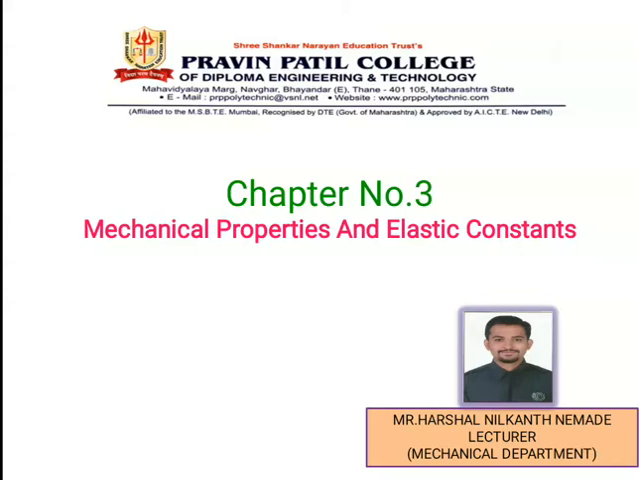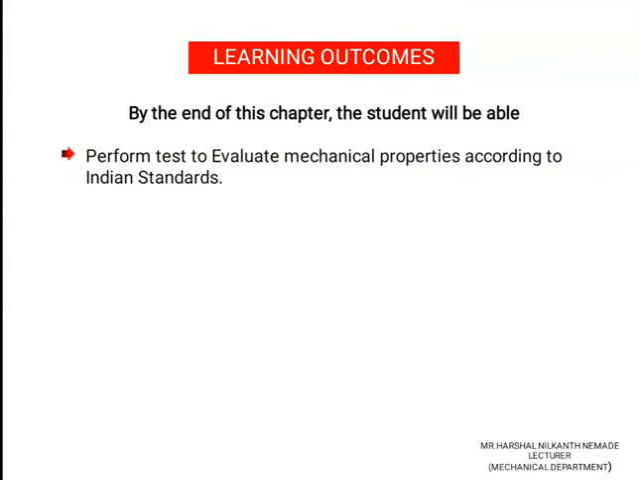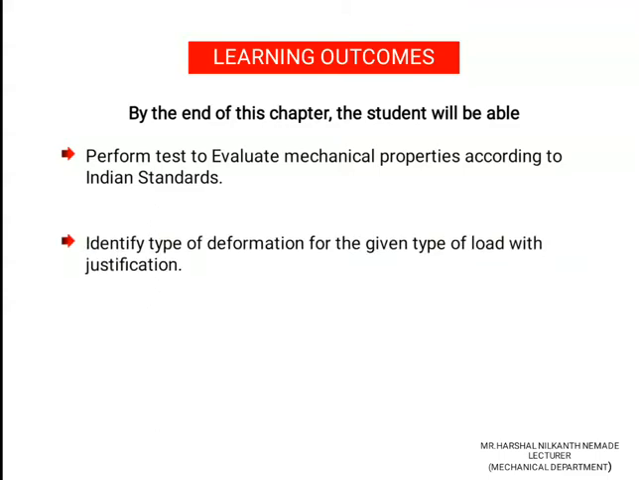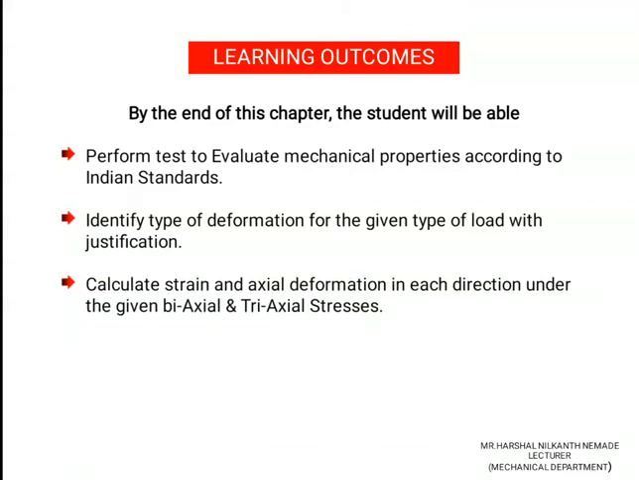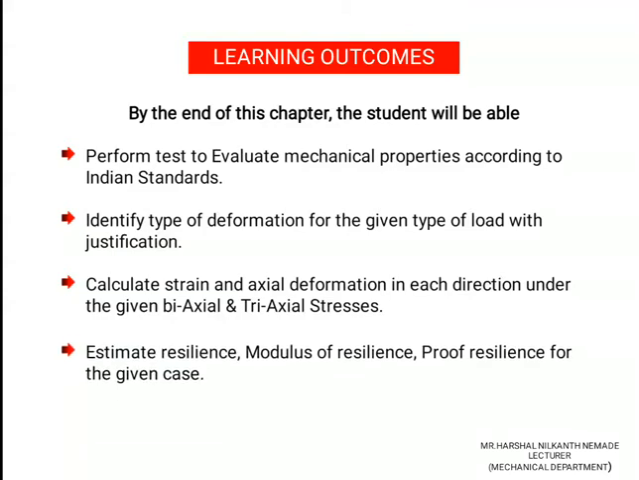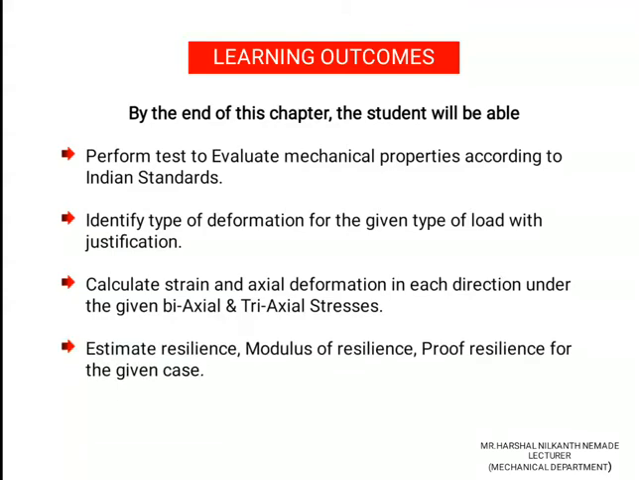Today we will start with chapter number 3, Mechanical Properties and Elastic Constant. Learning outcomes. By the end of the chapter, the students will be able to: first, evaluate mechanical properties according to Indian standard. Second, identify type of deformation for given type of load with justification. Third, calculate strain and axial deformation in each direction under the biaxial and triaxial stresses. Estimate resilience, modulus of resilience, proof resilience for given case.